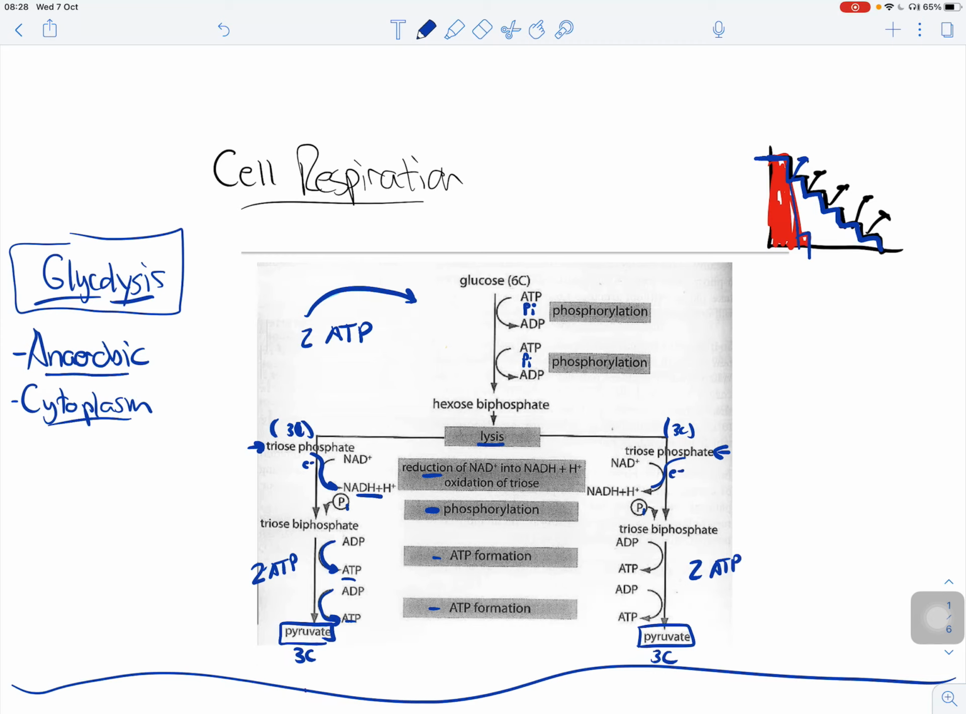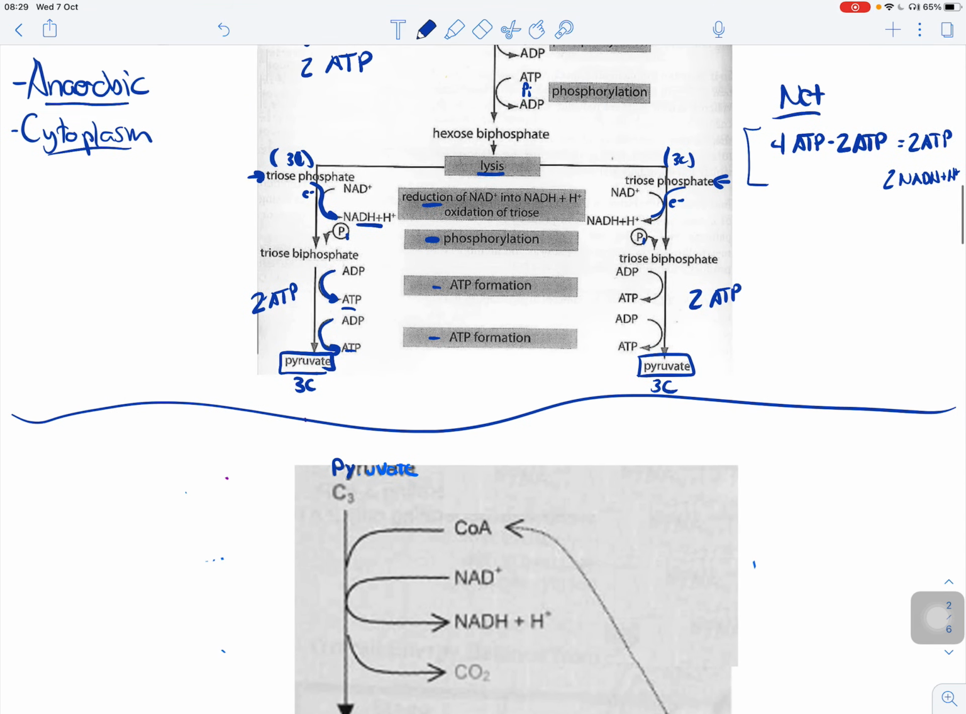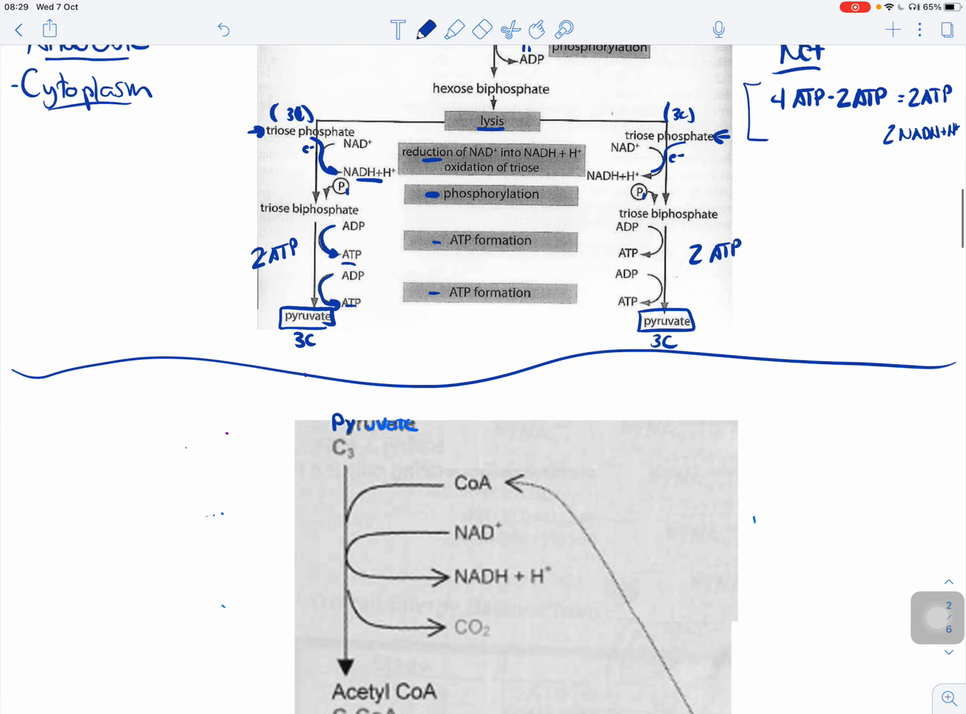So our net gain here is 4 ATP molecules, but we had to spend 2 at the beginning. So we're down to 2 ATP molecules and 2 NADH H plus molecules. Okay, so we haven't made a huge amount of energy yet, but we're preparing to make more later. Okay, so then that pyruvate goes into what we call the link reaction.